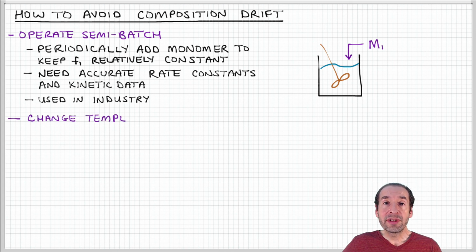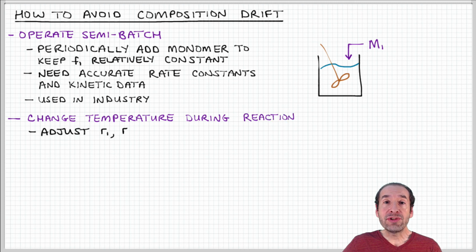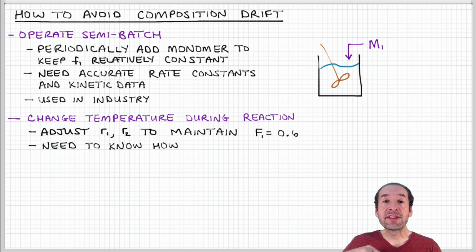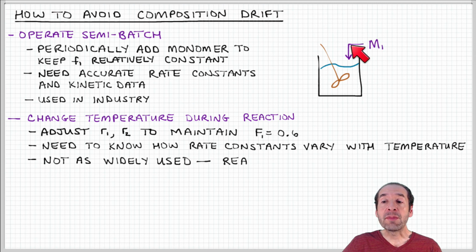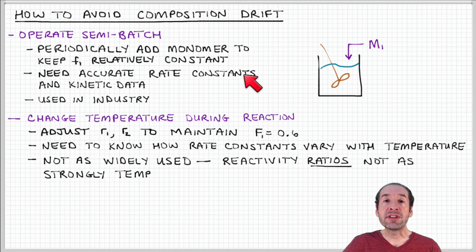Another way to influence the composition of the copolymer that's produced would be to try to adjust the kinetic constants, or the reaction kinetics, as a function of time during the polymerization process in order to maintain a constant composition of the product. So if you think about it, when we're operating semi-batch, we're adding monomer, we're adjusting the composition of the feed in order to maintain a constant composition of the product. Here, we could also think about adjusting the reactivity ratios as a function of time in order to maintain a constant product composition.